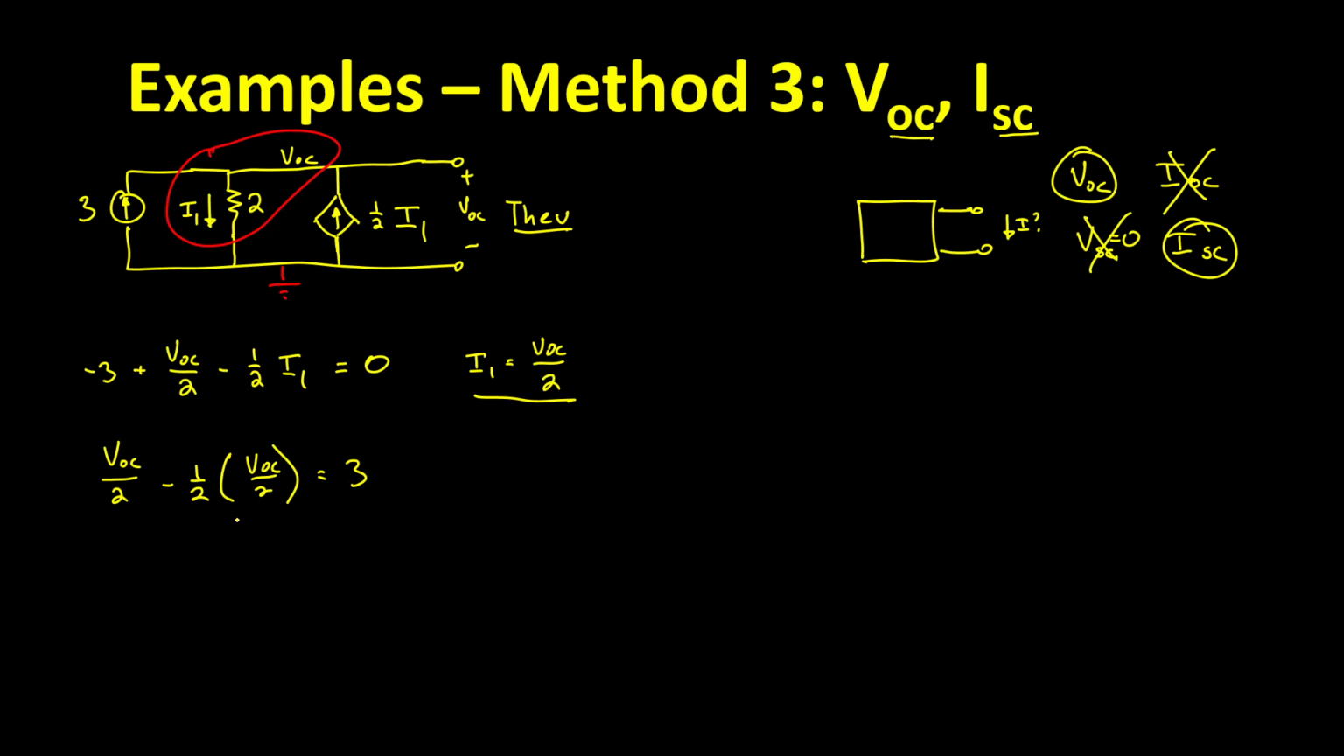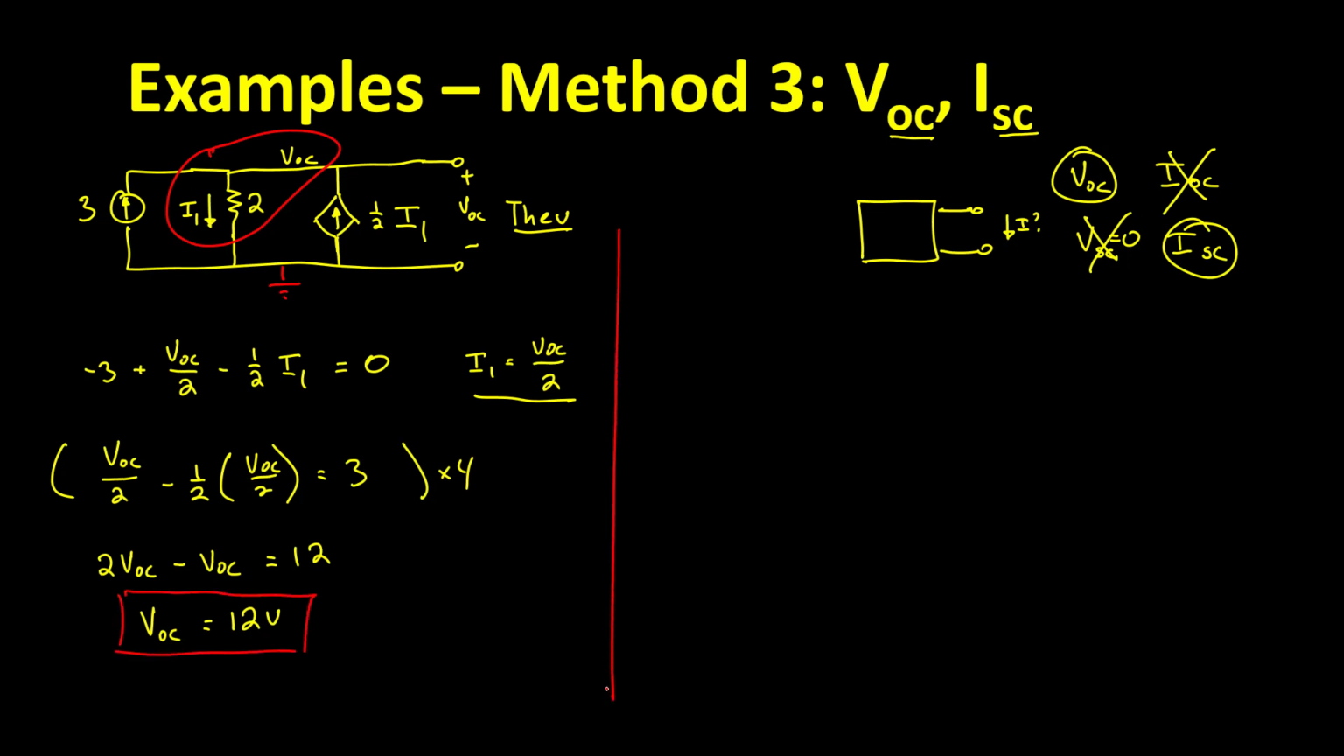Let's multiply everything through by 4, and we have 2 VOC minus VOC equals 12. So all we did was multiply the entire thing by 4 there. And now we can simplify our VOCs, and see it's equal to 12. So that's our first part of the problem, to find our VOC.